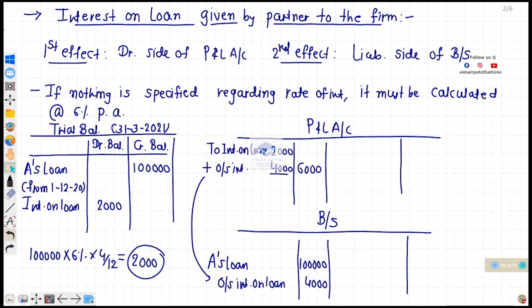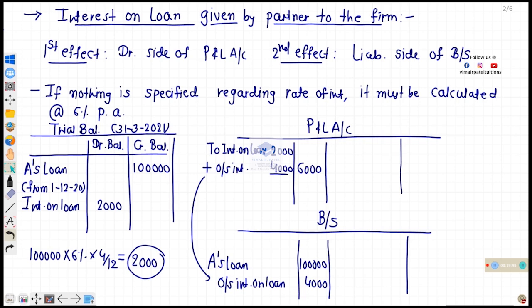Next case, goods destroyed by fire 10,000. Insurance company admitted 60% of claim. The insurance company gave us 60% of the amount. Often it happens that the full insurance claim is not passed. Then there will be three effects. First, from purchase on the debit side of trading account you have to subtract 10,000, goods destroyed by fire 10,000.